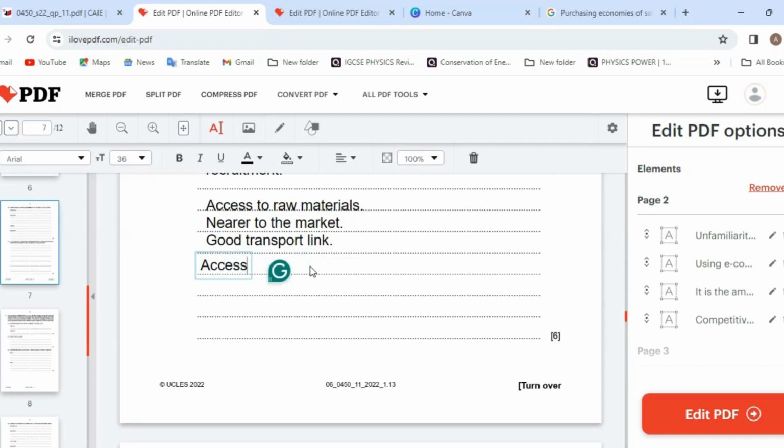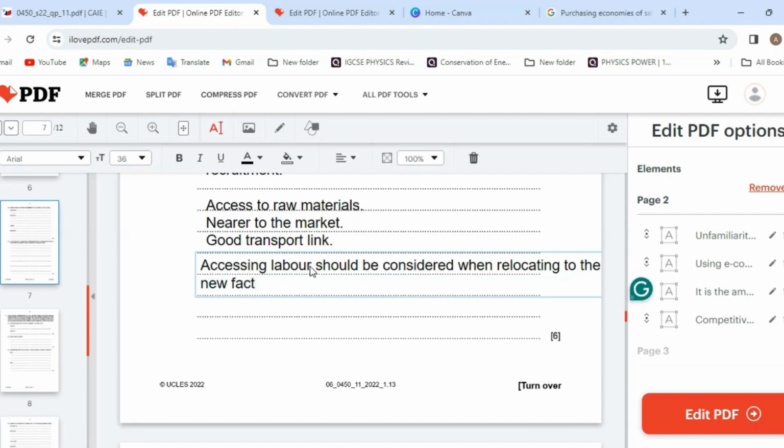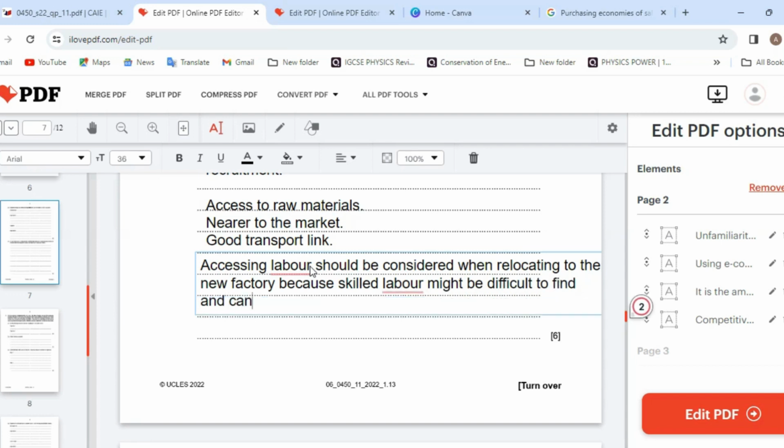Let's say, accessing labor should be considered when relocating to the new factory, because skilled labor might be difficult to find and can increase recruitment cost.